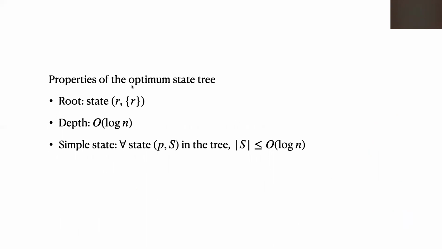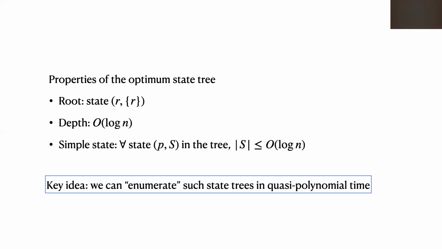To summarize, we know the optimal state tree has the following properties. First, it's rooted at a state with root R and a single portal R. And the optimal state tree has depth order log n. And each internal state in the optimal state tree has a portal set of size order log n. The key idea of our algorithm is that we can somehow enumerate such state trees in quasi-polynomial time. So by such state trees, I mean state trees that satisfy these three properties.